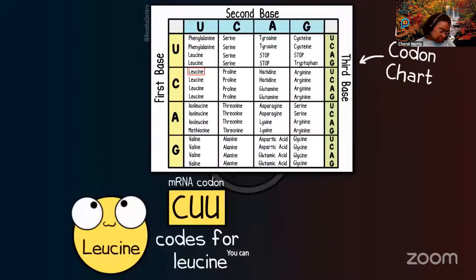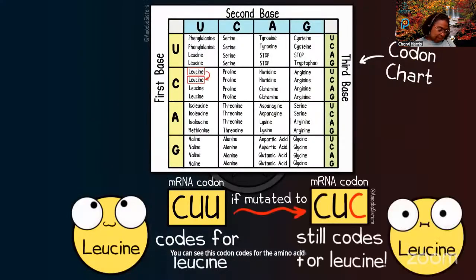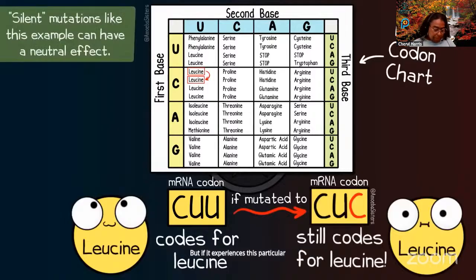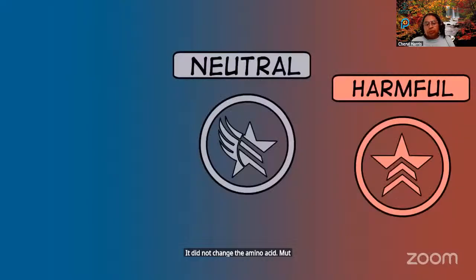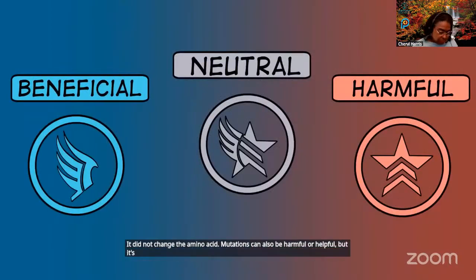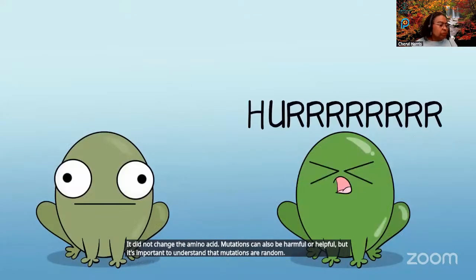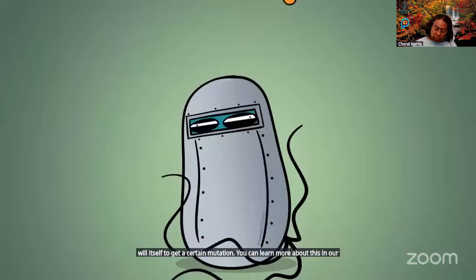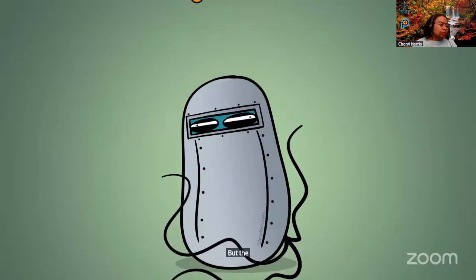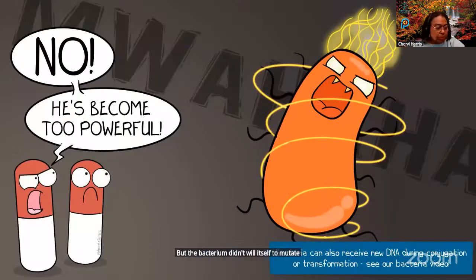You can see this codon codes for the amino acid leucine. But if it experiences this particular silent mutation, even though a base has been altered, it still codes for leucine. It did not change the amino acid. Mutations can also be harmful or helpful, but it's important to understand that mutations are random. The organism can't will itself to get a certain mutation. You can learn more about this in our natural selection video, where we talk about how a bacterium may already possess a helpful mutation that allows it to survive an antibiotic. But the bacterium didn't will itself to mutate to develop this certain mutation. Okay, so again, mutations are random.